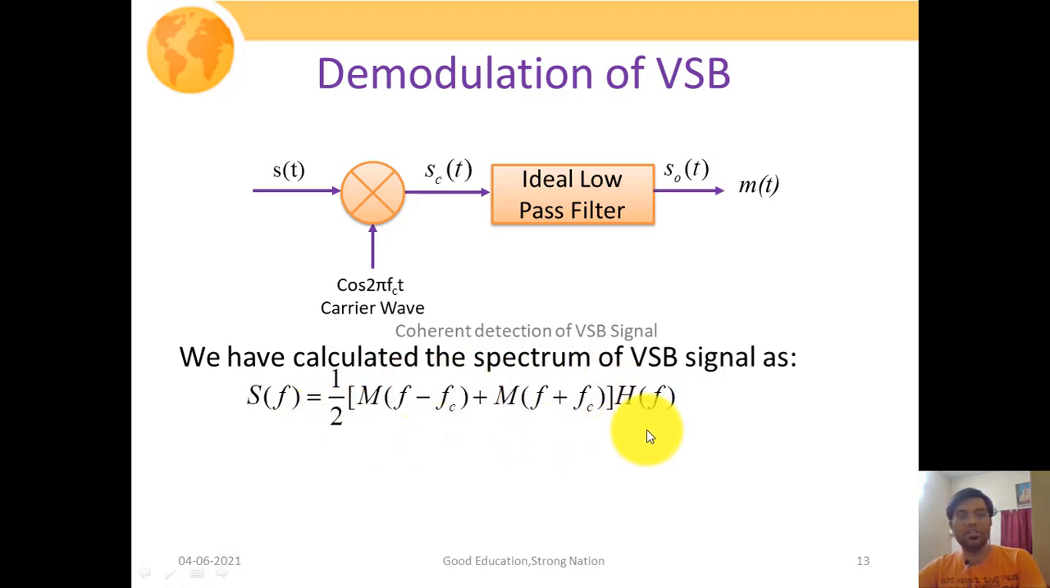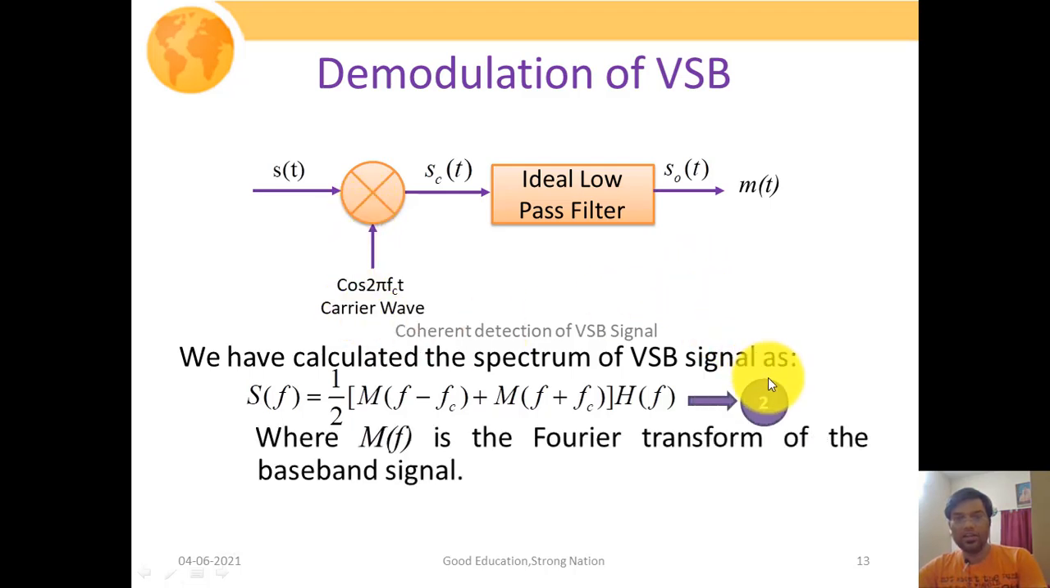This is nothing but the spectrum of our VSB-SC signal. So obviously the Fourier transform of s(t) will be equal to S(f). So this is your input signal to your product multiplier, or you could say your demodulator, the coherent detector circuitry. Let us say this is your equation 2. Here M(f) is the Fourier transform of the baseband signal, or you could say your message signal. This is quite obvious, we had already discussed it.